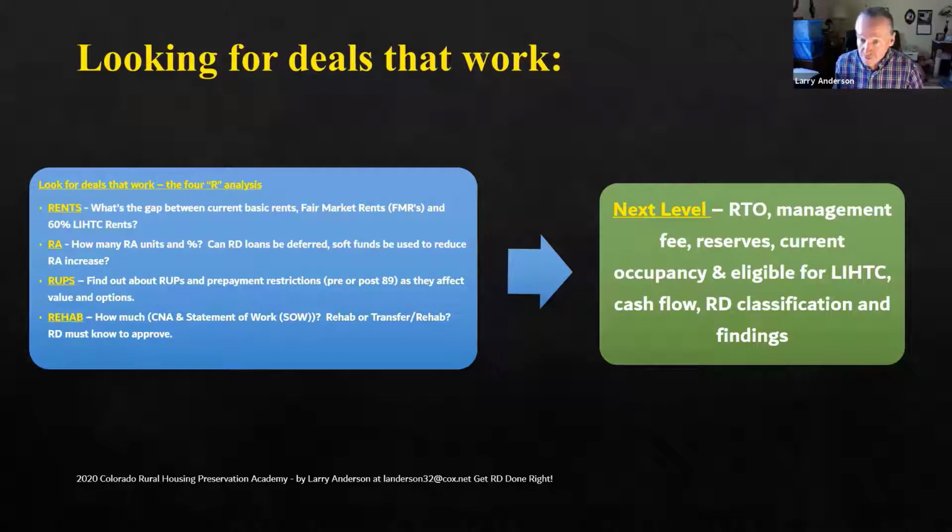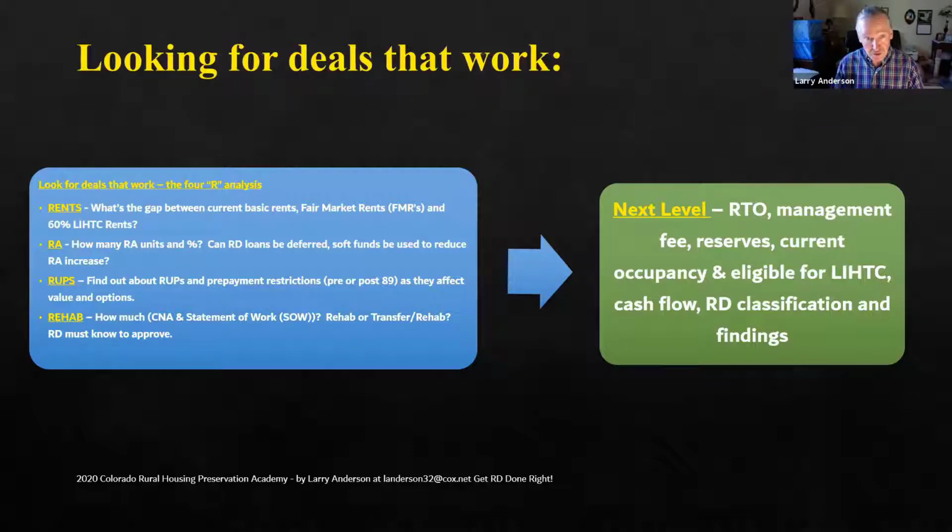The next level, when you find something that looks good, is to dig into the actual operations of the property. There's a lot of knowledge that goes into this, and experienced underwriters can tell you probably a whole lot more than I can. But I'm just going to say the numbers that I look at are the return to owner. I want to make sure that it's being earned, and I want to see if there's room for it to go up. Management fees: RD operates with standard management fees in every state. You want to make sure that you're earning that management fee and receiving it.